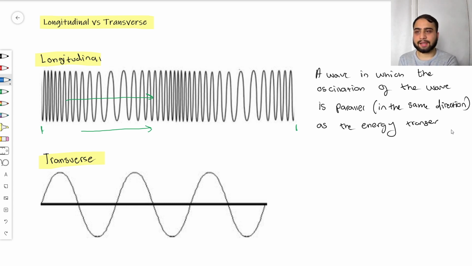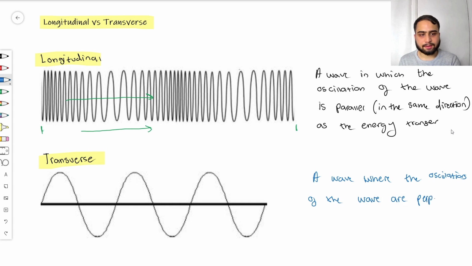Now, let's have a look at it in the transverse wave. A transverse wave is a wave where the oscillations of the wave are perpendicular to the direction of energy transfer. Now, again, let's break this down a bit.